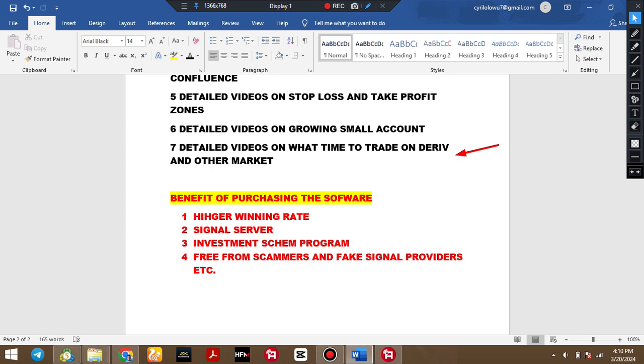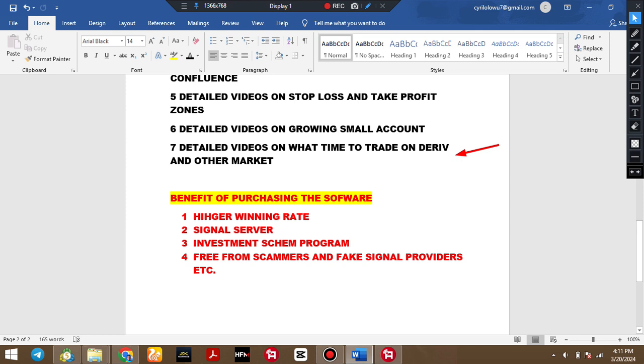Where you will not have news to counter your trade or put your account at risk. Now, benefits of purchasing the software: high winning rate, signal server. That means when you have it, you can take high winning rate trades. When you are trading, you'll be making more wins compared to the losses you've been making before. Then signal server. That means you can decide to open a Telegram channel and sell signals based on the signals you'll be receiving. Then investment scheme. Yes, you can also create an investment scheme program for yourself whereby you tell people to invest and use this strategy to trade for them and make more profit.